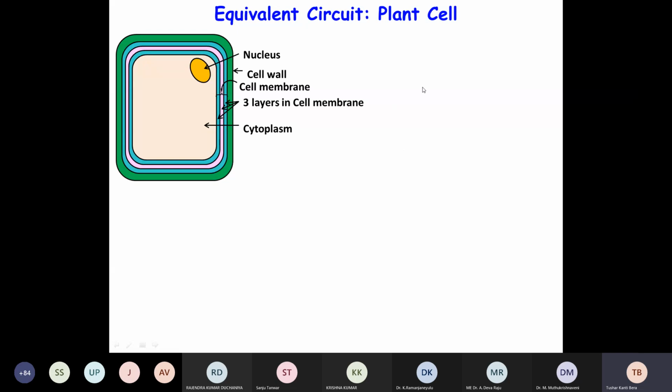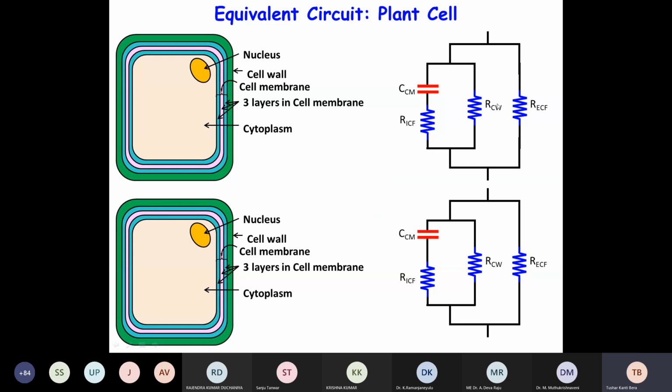Whenever we go for the plant cell, we will see that the cell will have a cell membrane as well as a cell wall. So due to the cell wall, the circuit will be modified, and there will be another parallel path giving some cell wall resistance, and that cell wall resistance will again be combined with the extracellular fluid, because extracellular fluid will also be there surrounding the cell. So we will get this type of model for the plant cell.